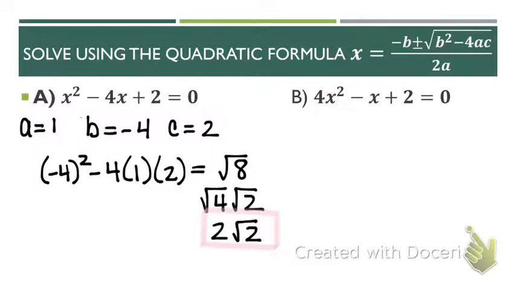So your solution is x equals, and then it's the opposite of b. So b is -4. What's the opposite of -4? +4, plus or minus, and then you write your discriminant. And that's all over 2 times 1, which is 2. And that is your solution.